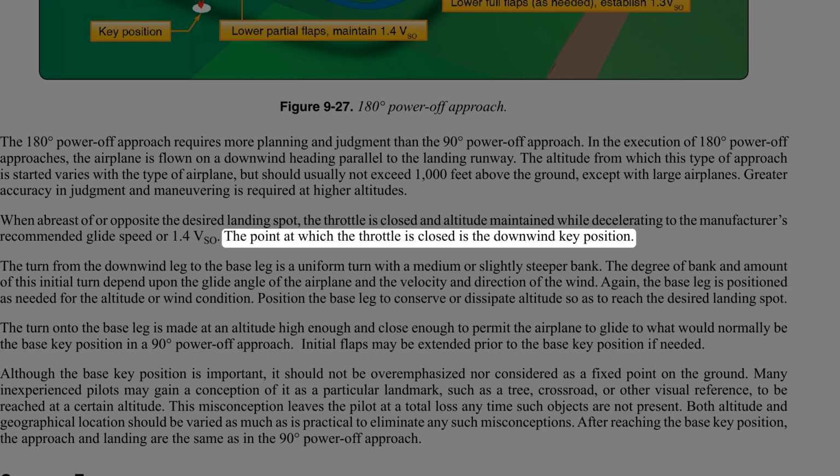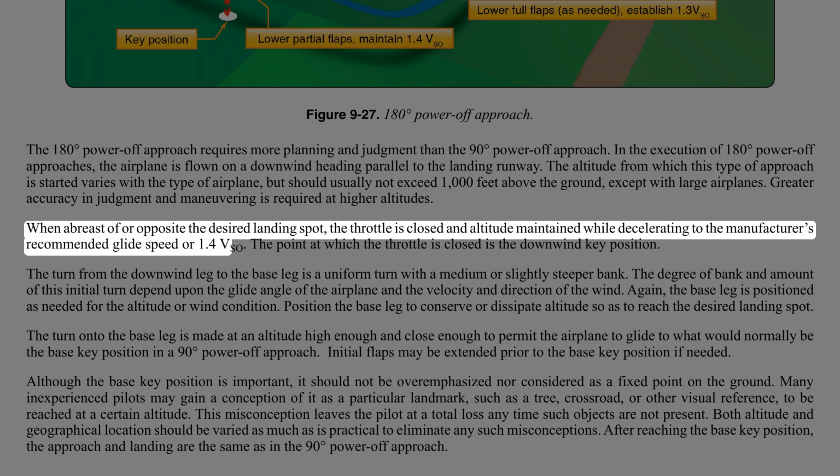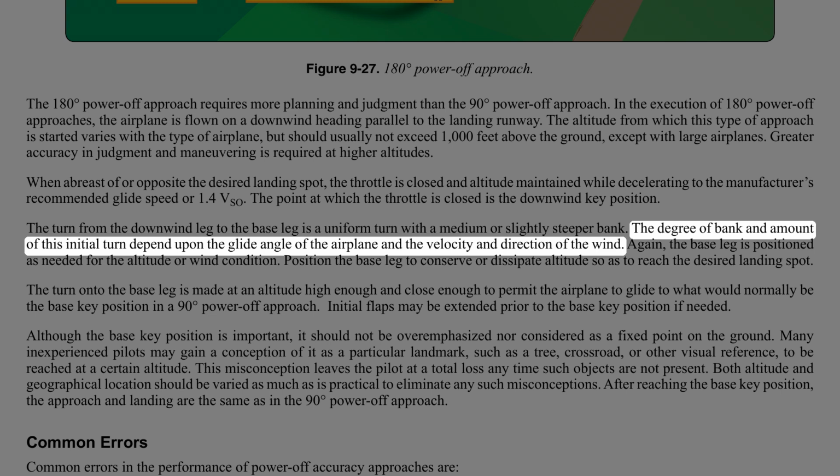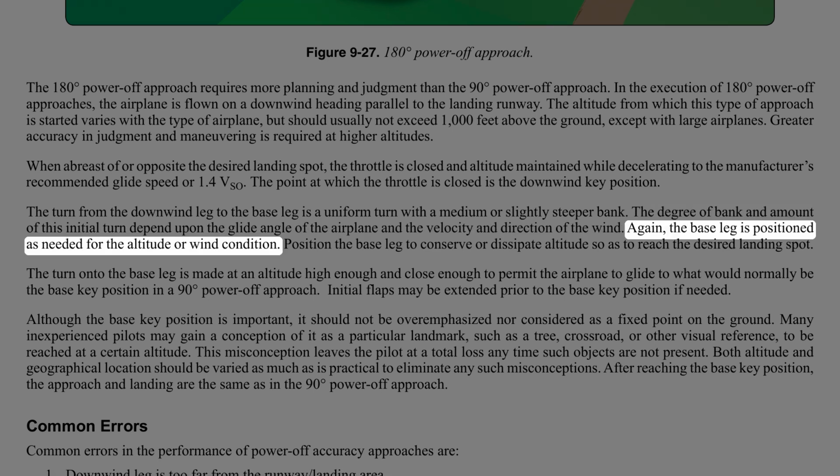So, the point at which the throttle is closed is the downwind key position. When abreast of or opposite the desired landing spot, the throttle is closed and altitude maintained while decelerating to the manufacturer's recommended glide speed or 1.4 VSO. The turn from the downwind leg to the base leg is a uniform turn with a medium or slightly steeper bank. The degree of bank and amount of this initial turn depend upon the glide angle of the airplane and the velocity and direction of the wind. Again, the base leg is positioned as needed for the altitude or wind condition.